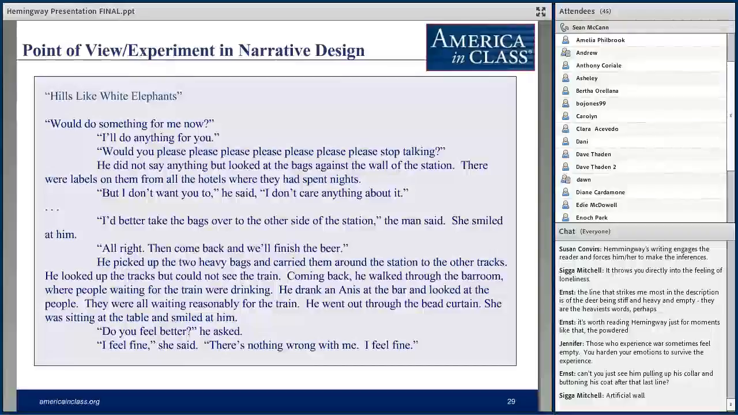So what do we see? What point of view do we have? What do we not see? What point of view are we not given? What information are we not given? What do we know about these people solely from the dialogue here?